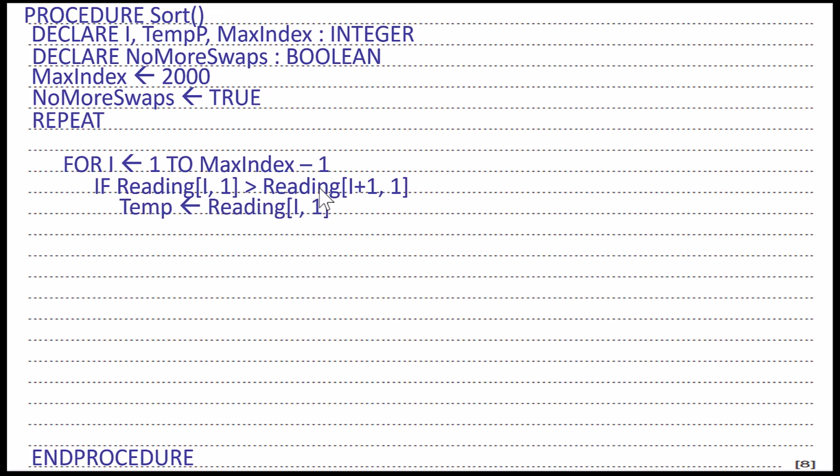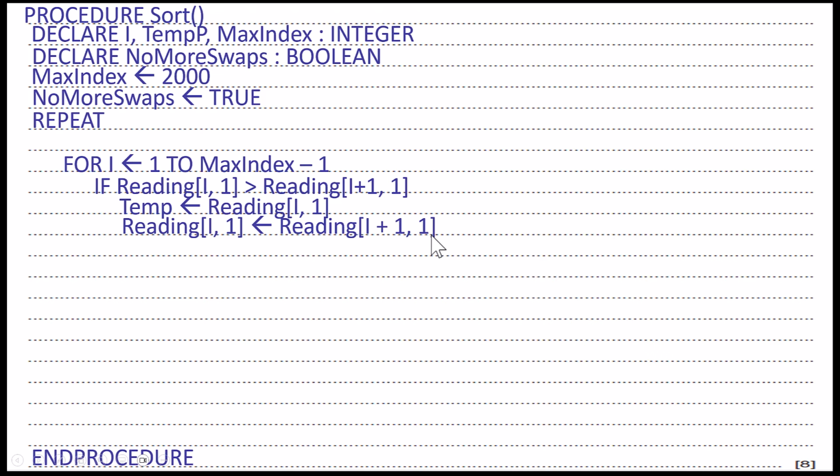So inside temp, I'm going to take I comma 1 and temporarily store that in temp, because I'm about to overwrite this. If I overwrite it, it's gone. So I want to back it up in my temp variable first. So reading I1, I'm overwriting it with what was next to it. What's next to it? It's the next row down, I plus 1 comma 1.